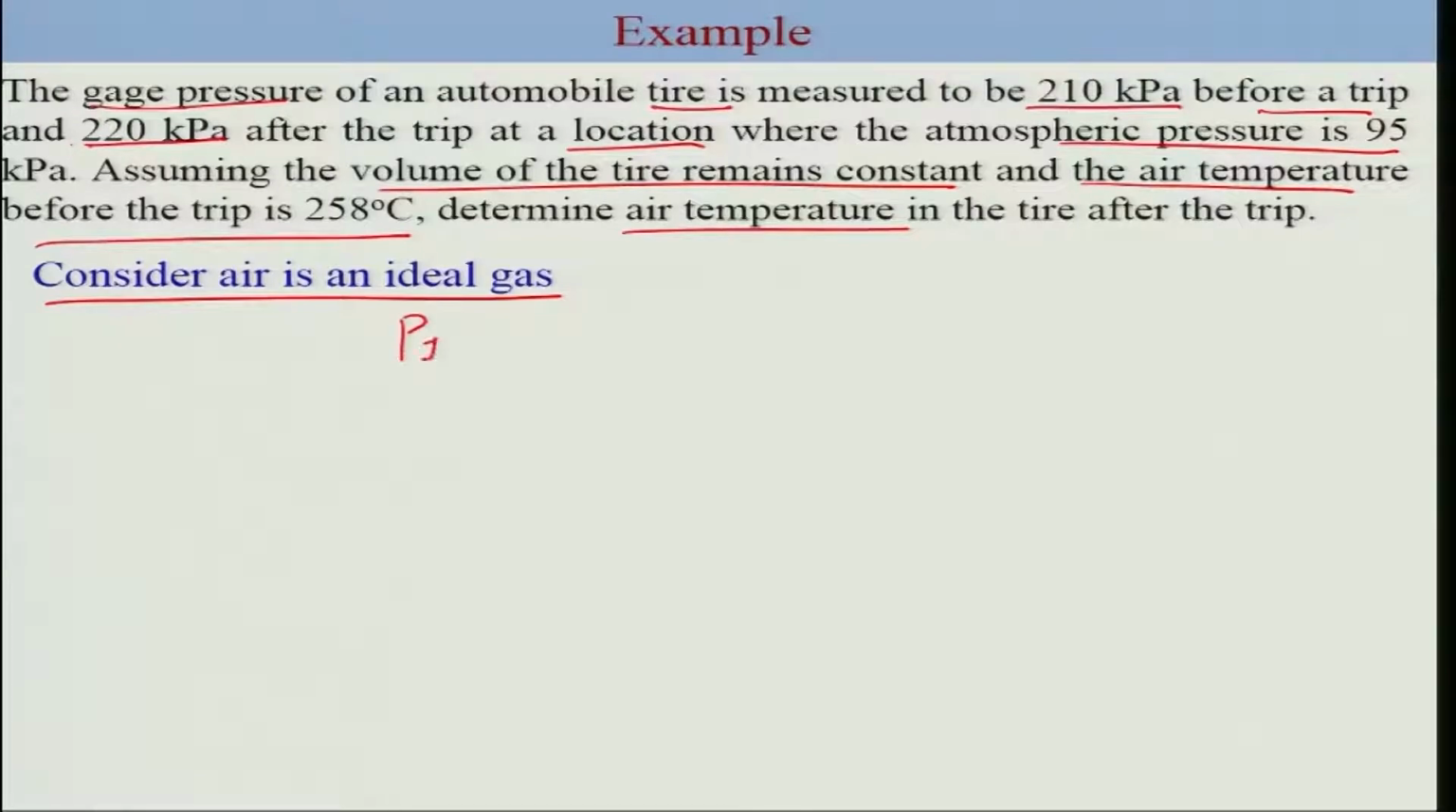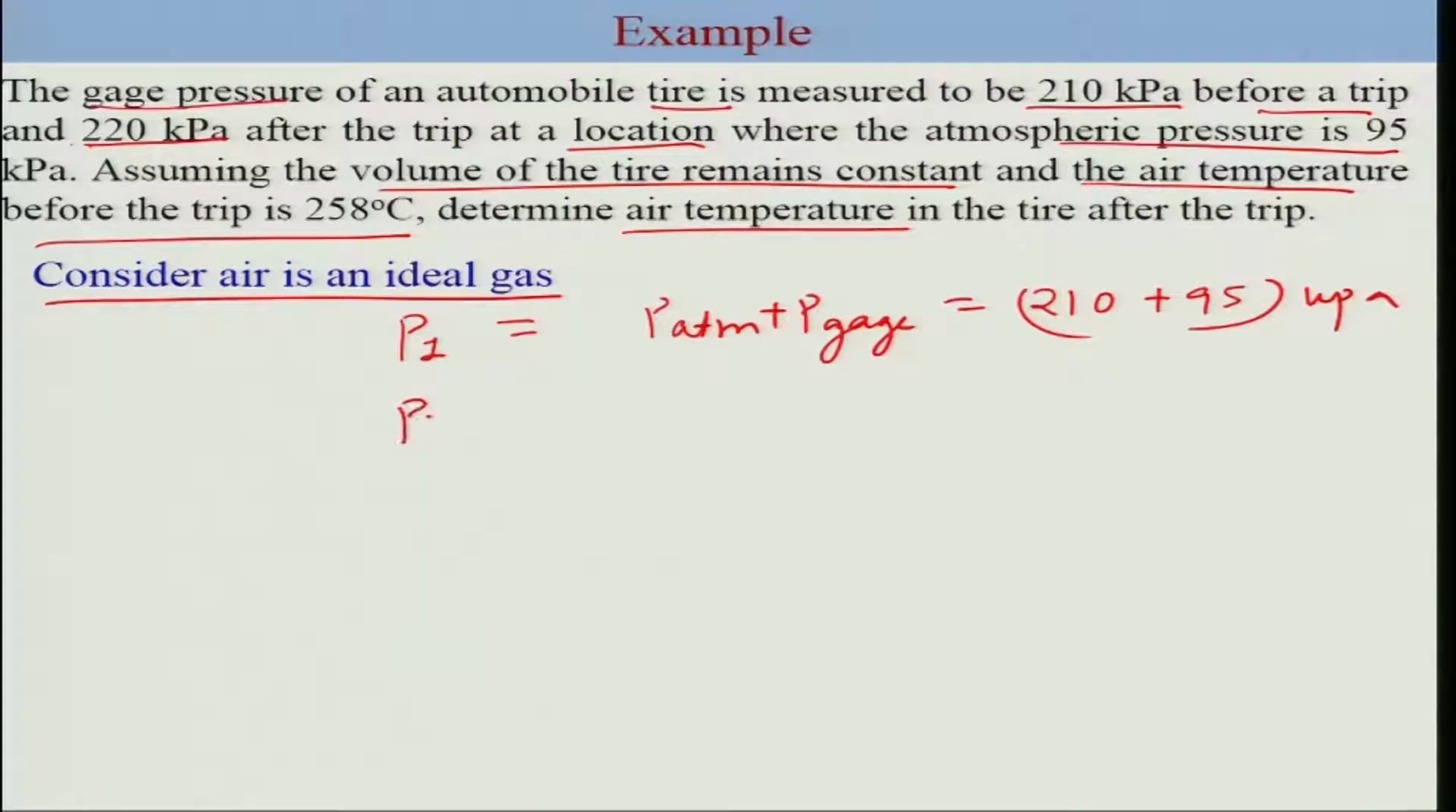Then you find the pressure. Let's say before the trip it is P1. This would be P atmosphere plus P gauge, which before was 210 plus 95 kilopascal. Then you have P2. In a similar way, P2 is going to be 220 plus 95 kilopascal. So you are aware of the pressures based on this information.